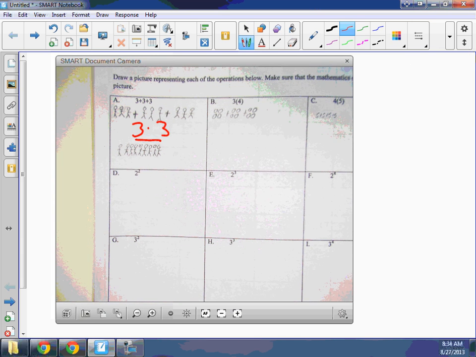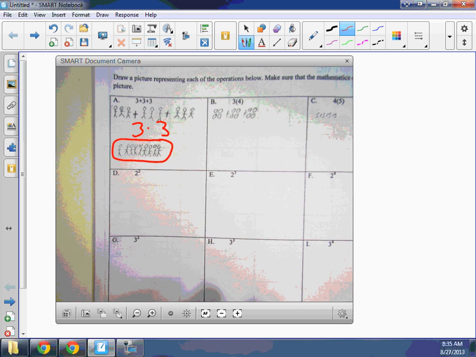Now, well, it ends up being 3 squared, but that's something else. So if you look here, I don't necessarily see 3 times 3 here, but I do see 3 times 3 above. So let's look at the next picture.